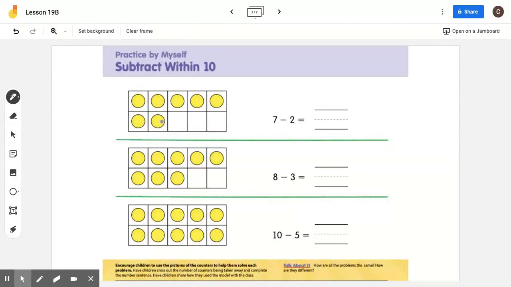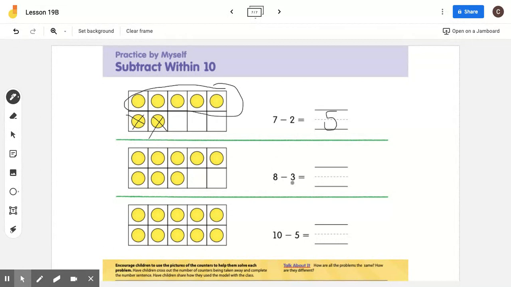Right, we could just take the 2 that are right down here. So we have 1, 2. And we know that when the whole row on a 10 frame is filled in, it equals 5. So how many do we have left? 5. Very good. All right, here's our next one.